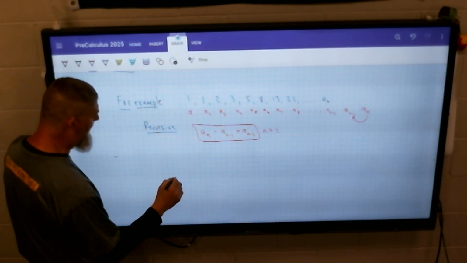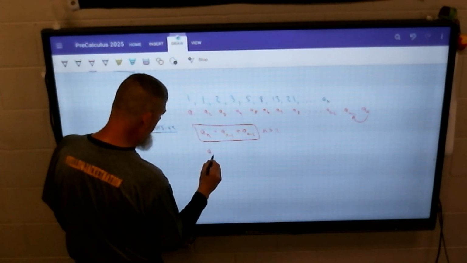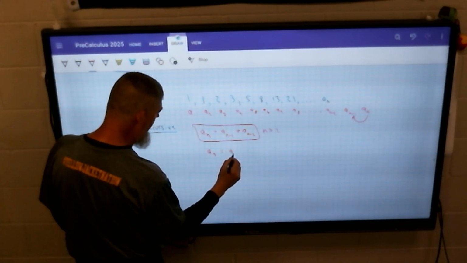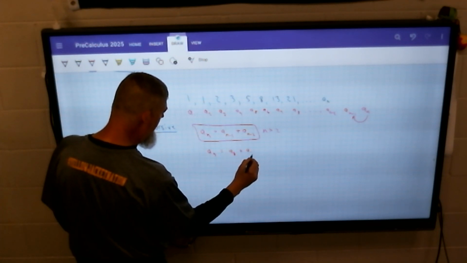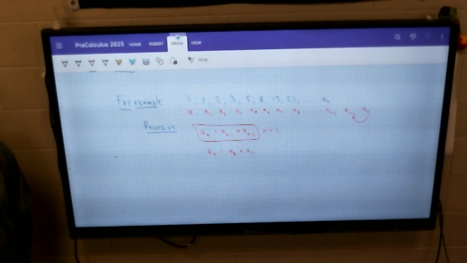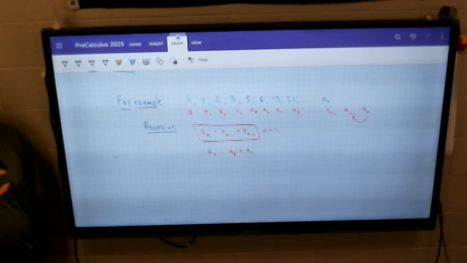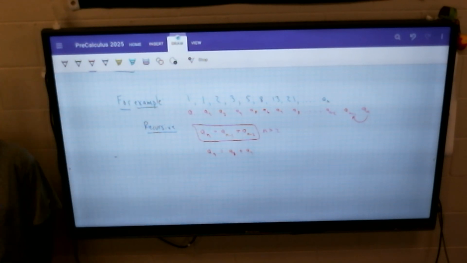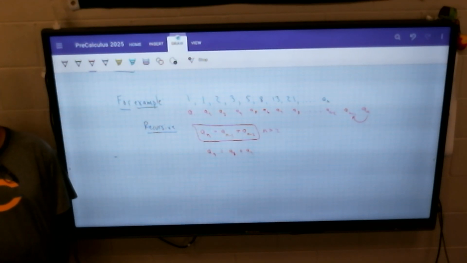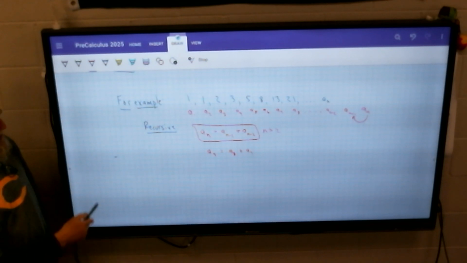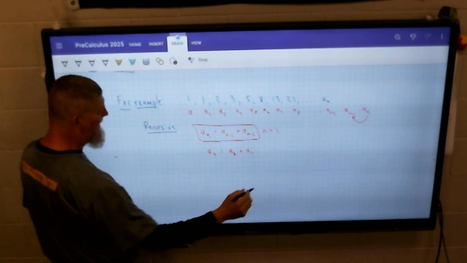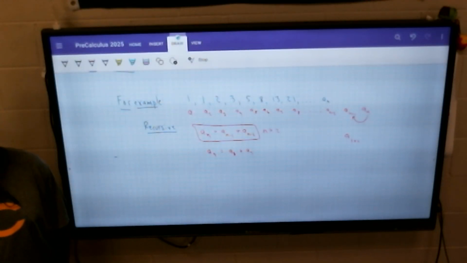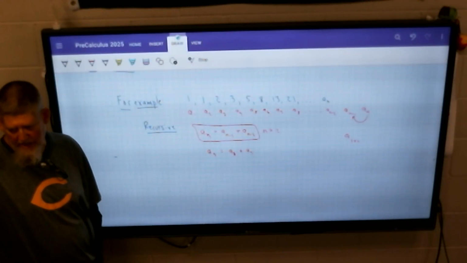So for instance, if I wanted a sub 9, which is the next one in the series, I would have to do a sub 8 plus a sub 7, and that would give me the next value in the sequence. The only way to know the 9th term is to know the previous term, a sub 7. So if I said, here's your sequence, find a of 100, you would have to literally write out the first 99 terms in order to find 100.